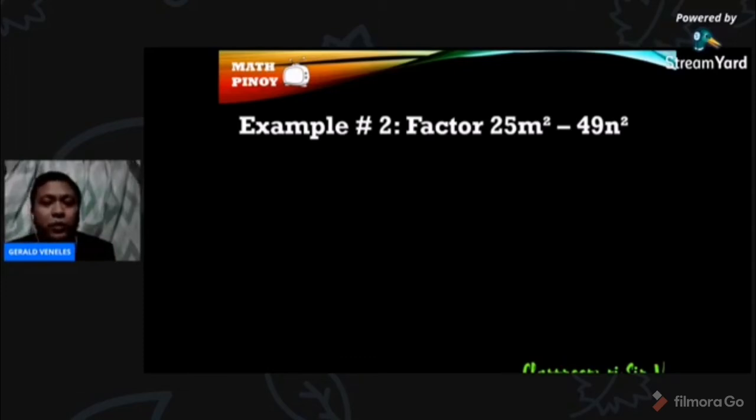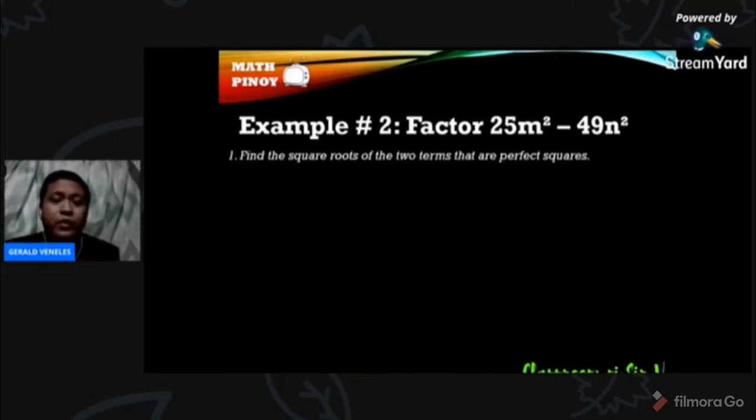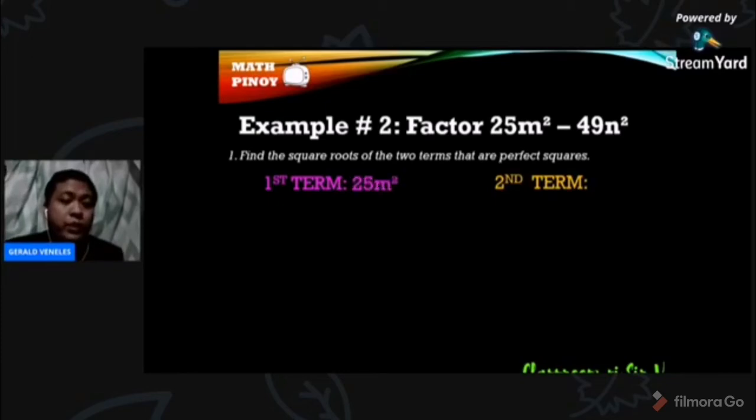Diba? Dalawang terms, may difference, perfect square, even numbers ang exponent ng literal. So, first, we need to find the square roots of the two terms. Ano yung two terms na yon? The first term is 25m squared. And the second term is 49n squared. Ano kaya ang kanilang sagot kapag in-square root mo?